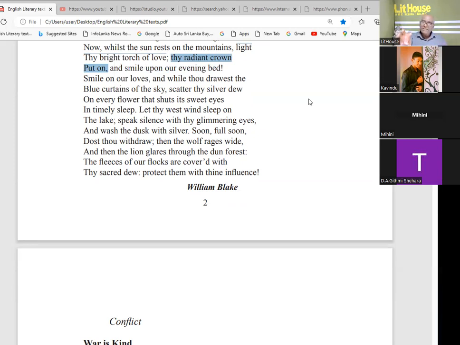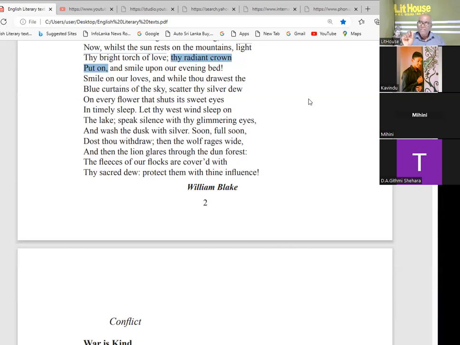Radiant crown. Now, crown is a symbol here. Radiant means bright, shining. Now, what is the symbolic meaning of crown? Who uses crown? Who are the people who have crowns? Where do you put the crown? Crown is put on your head. Kings and queens, they use crowns. What is the symbolic meaning? Power and beauty. Note it down. The meaning of the crown is power and beauty. Right?